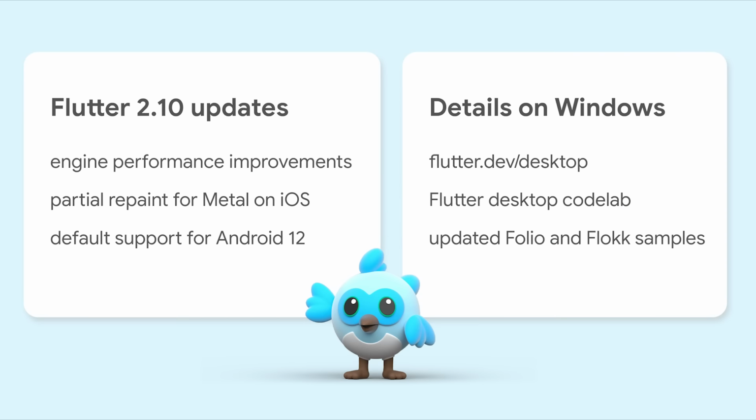Okay, so how do you get started with Flutter on Windows? All you need to do is install Flutter 2.10, which is released today at flutter.dev. If you're an existing Flutter developer, you'll be happy to know that Flutter 2.10 includes a number of new features, as well as performance and quality improvements. Check out our blog post, which covers those changes in more detail.